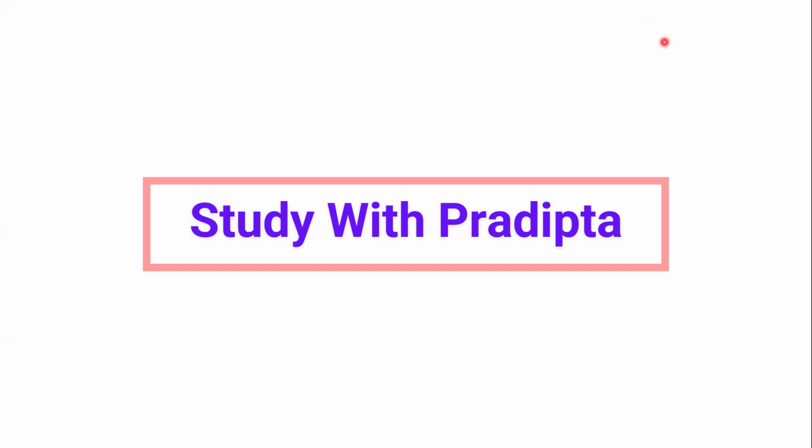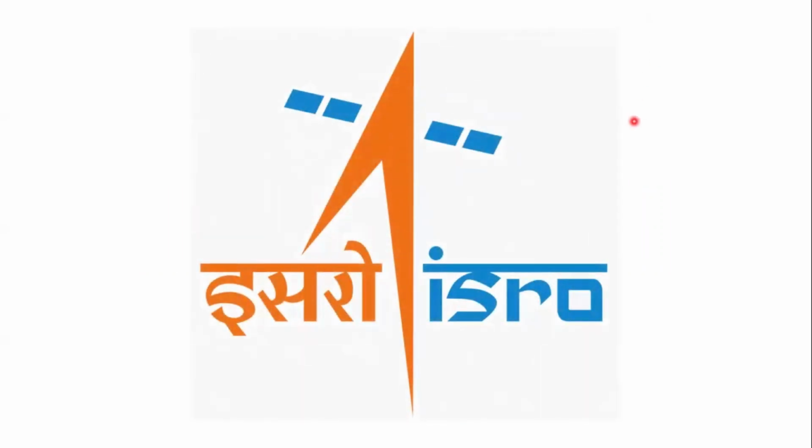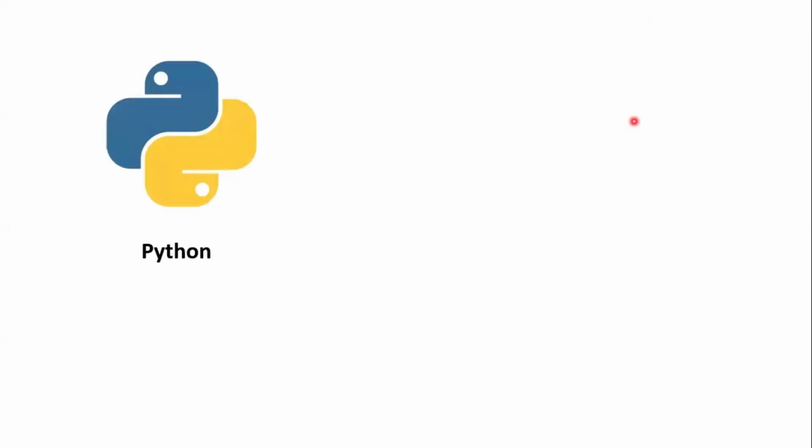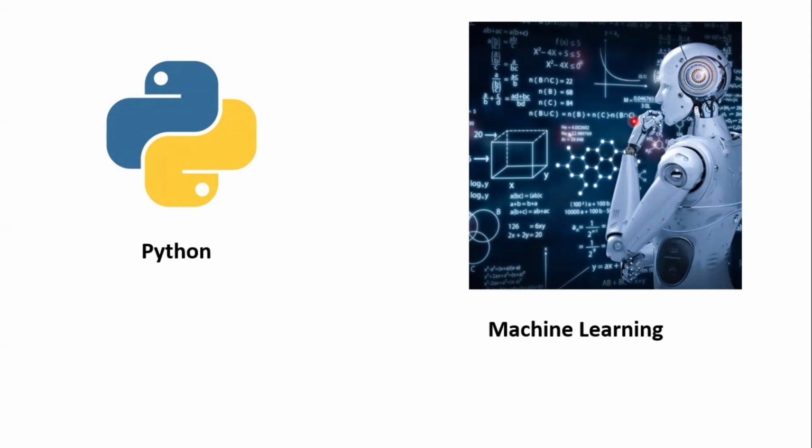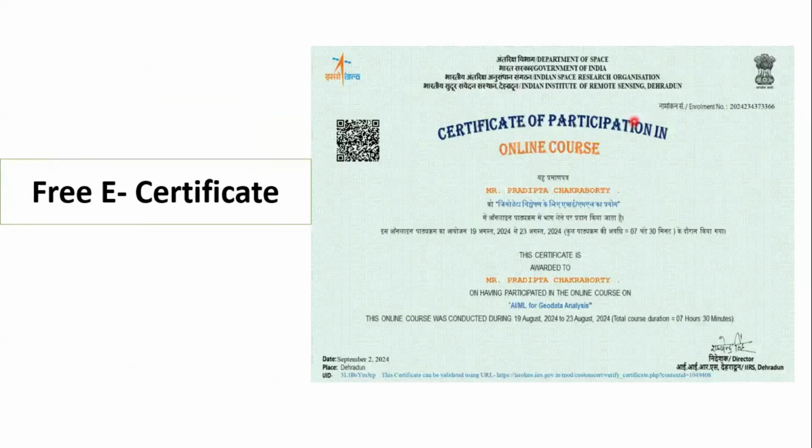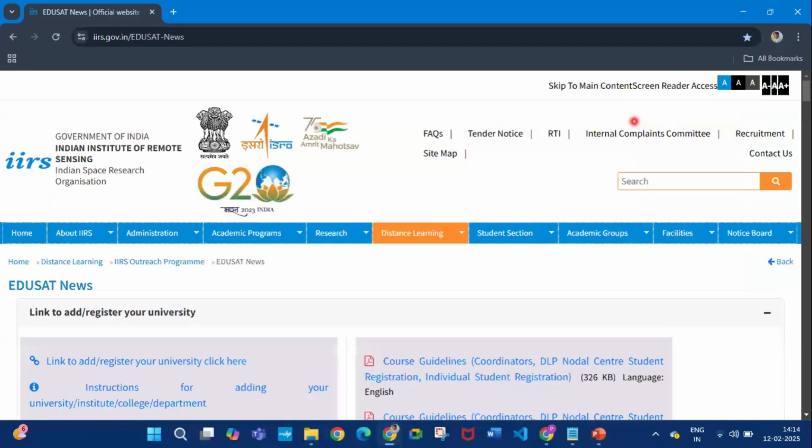Today I will share exciting news with you: ISRO, the Indian Space Research Organization, has introduced online courses on Python and machine learning. This course starts from 17th February and continues till 28th February. You will get a free e-certificate, and this is the type of certificate you will get after doing this course. So please register yourself for the course.